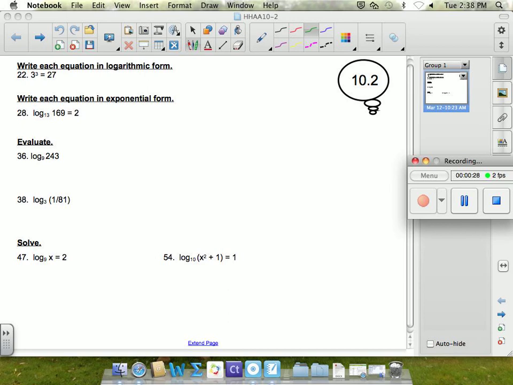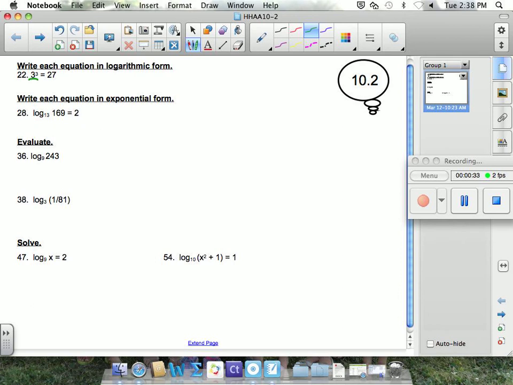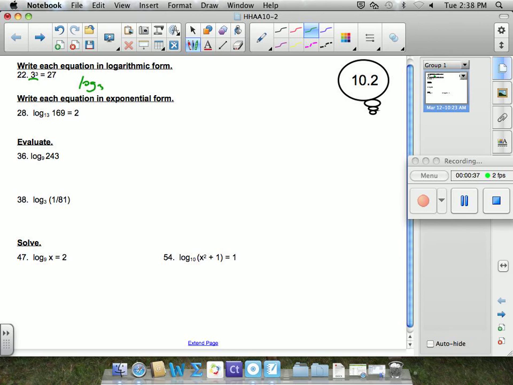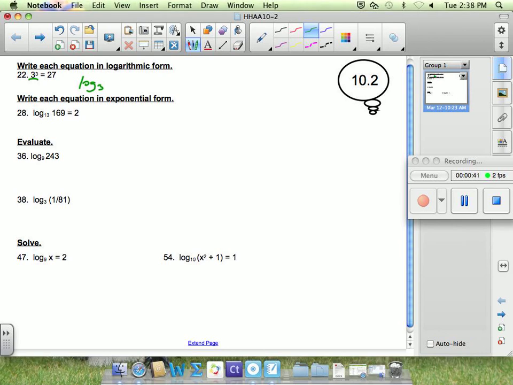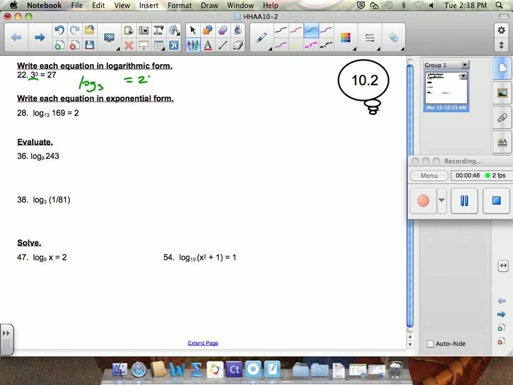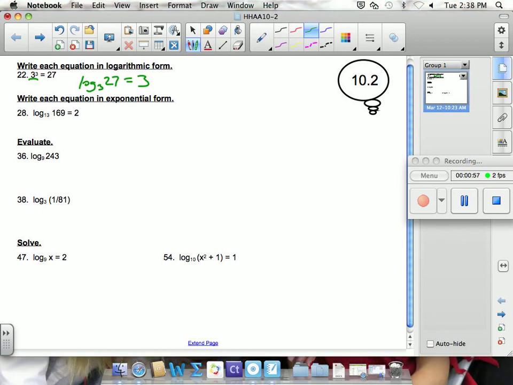The base of the exponential is a 3. So that's also going to become the base of our logarithm. Log base 3. The power goes on the other side of the equal sign. So that should be log base 3 equals 3 on the other side. And then what's left over, the 27, goes with the log. So 3 to the third equals 27 becomes log base 3 of 27 is 3.